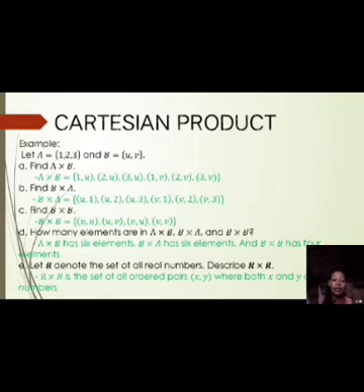D. How many elements are in A cross B, B cross A, and B cross B? A cross B has 6 elements. B cross A has 6 elements, and B cross B has only 4 elements.